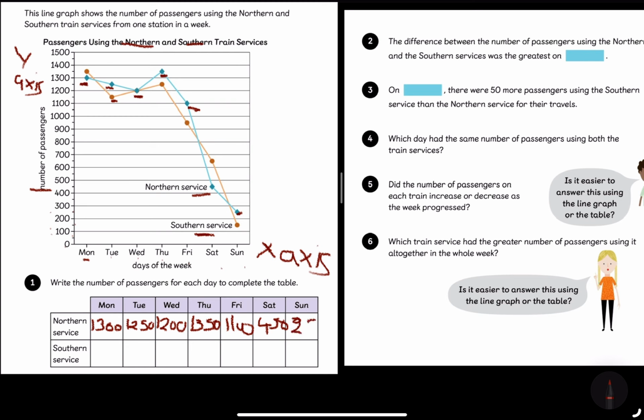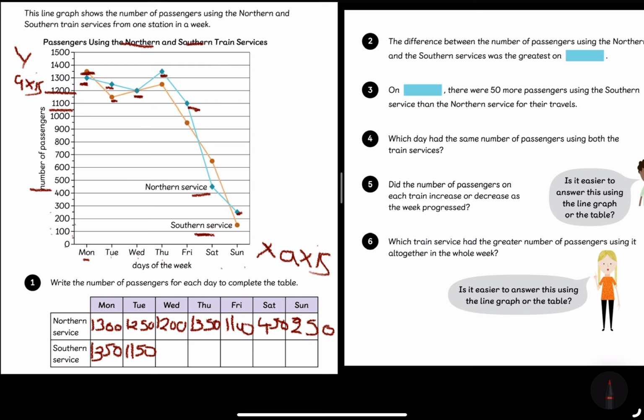We are done with northern service. Let's go to southern service. In southern service, I'm going to focus only on these golden marks. On Monday, the golden mark is between 1300 and 1400, so that's going to be 1350. On Tuesday, you see my golden mark is between 1100 and 1200, so it's going to be 1150, as I showed you a few minutes ago how we are reading this 50.